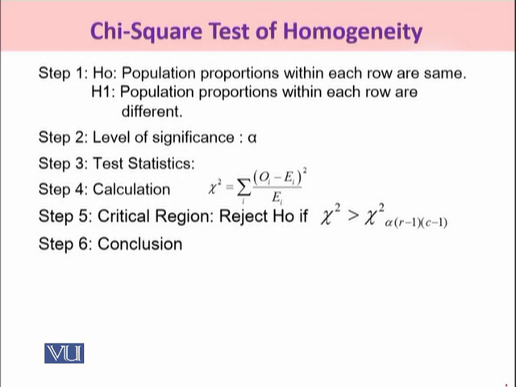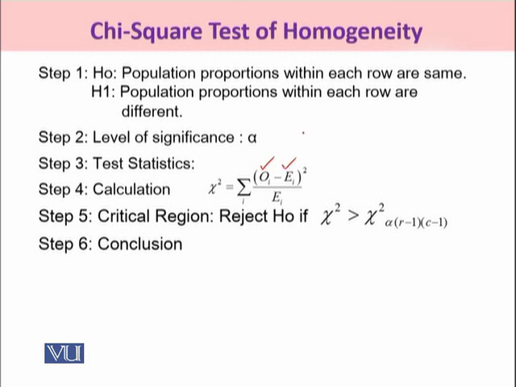The next step is to define alpha, that is the level of significance. The third step is the test statistic. So again students, in order to test the homogeneity of proportions within the row, we will be following the Chi-square test, where you know that Oi is the observed count and Ei is the expected count.